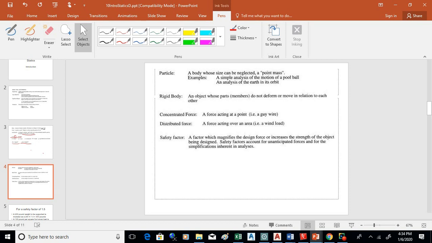Other objects in this class, anyway, we will consider to be rigid bodies, meaning they don't deform. It's an object whose parts, which we sometimes call members, do not deform or move in relation to each other. Okay.